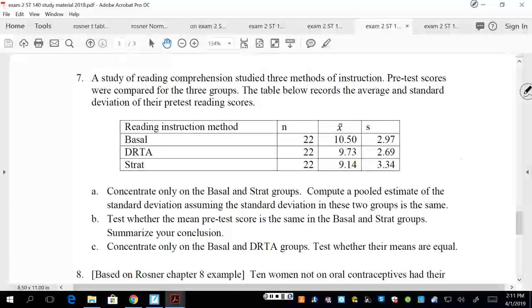This one, right, study of reading comprehension, 3 methods of instruction, test scores were compared. So this table records the averages and standard deviations of the test scores. So 22 students were given this basal reading instruction, or DRT, or STRAT. The 3 names are different. Sample sizes, average scores, and standard deviations. So it says concentrate only on 2 of these, basal and STRAT. Compute a pooled standard deviation, so it asks you to do that as a step along the way. And then do a test, or a confidence interval, for whether these are similar or not.